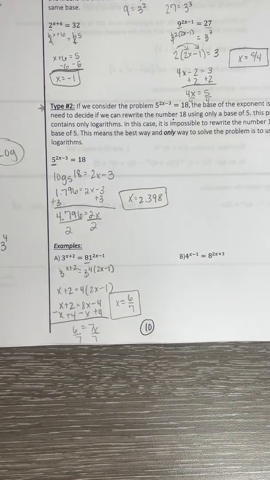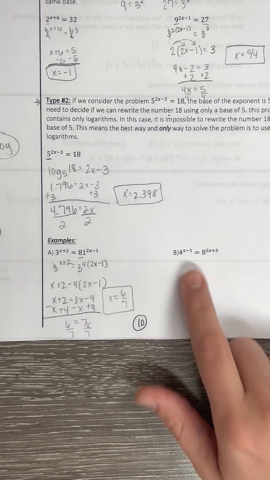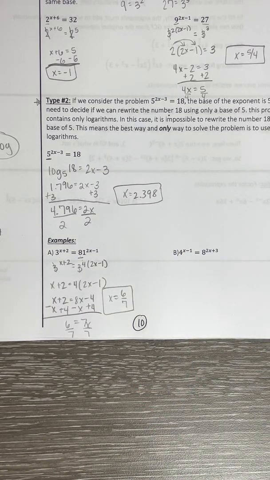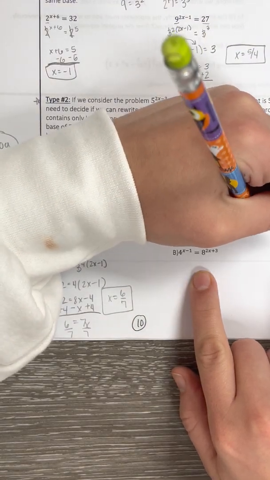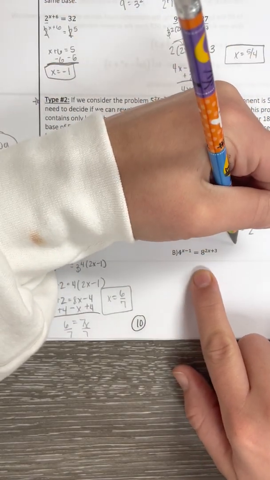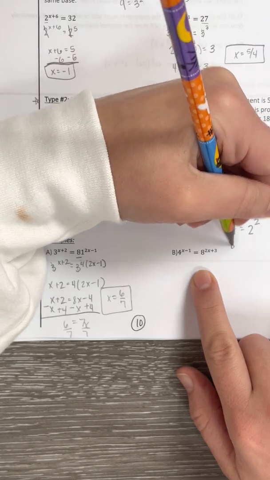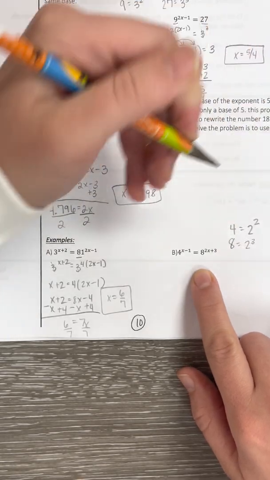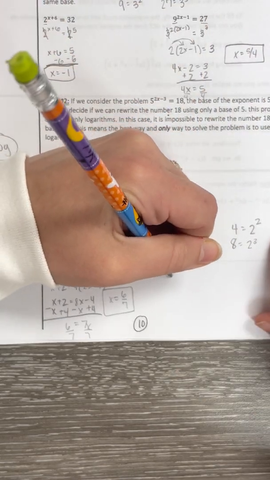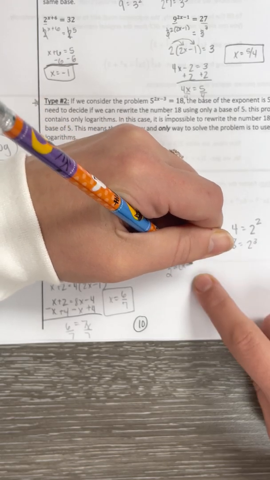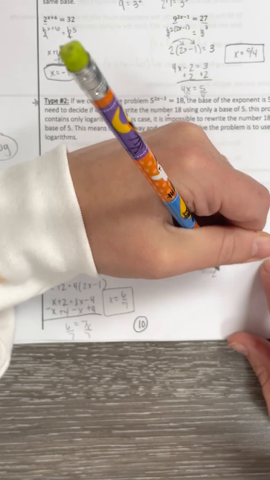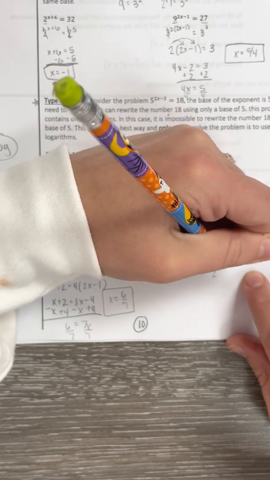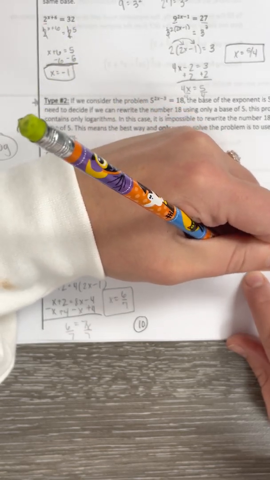All right, for the next one, we have 4 to the power of x minus 1 and 8 to the power of 2x plus 3. We're going to have to change both of those to a base of 2. So 4 is 2 squared, 8 is 2 cubed, so we will replace both of those. So we have 2 squared, and then we have that x minus 1 is equal to 2 cubed, and then in parentheses we have a 2x plus 3.